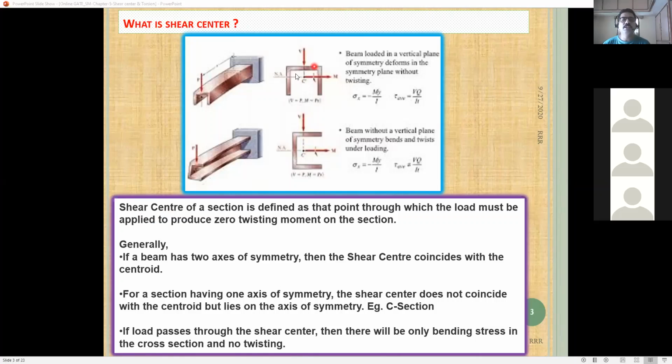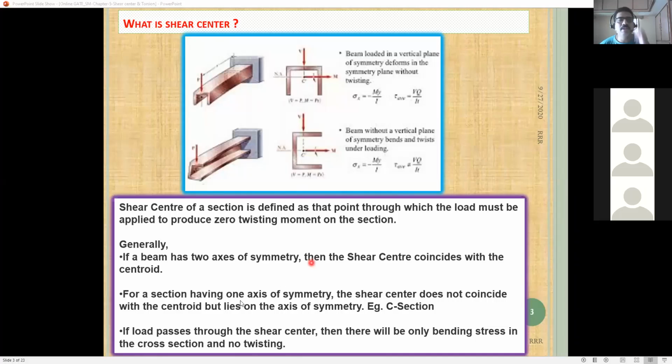But in this symmetrical section, the centroid will coincide with the shear center. That means the centroid and shear center are the same point for this cross section. Whenever the section is unsymmetrical, the centroid is here, but the shear center may not be here. It may be somewhere else along the same axis, but not at the same point. That we call an unsymmetrical section.